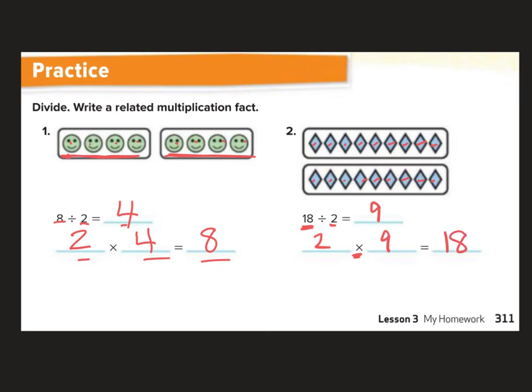I looked it up once, and actually the plural of rhombus can be either rhombi or rhombuses. So, I don't know. And rhombus is the mathematical term for a diamond. So, let's look at one more page here.